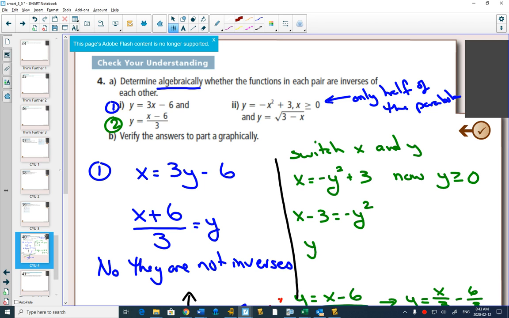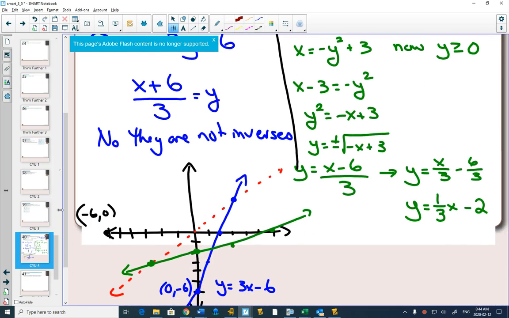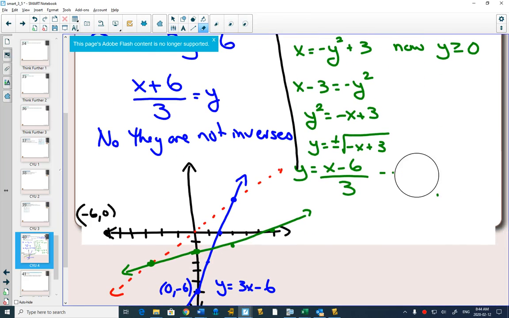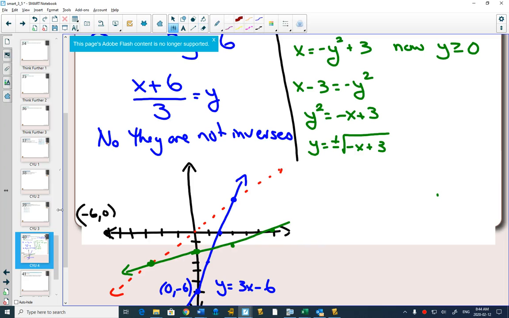If I wanted to get the y squared by itself, I could multiply by a negative, and when I square root, you get plus or minus, but since y has to be bigger than or equal to 0, it's only going to be positive 1 or the negative 1? The positive 1.